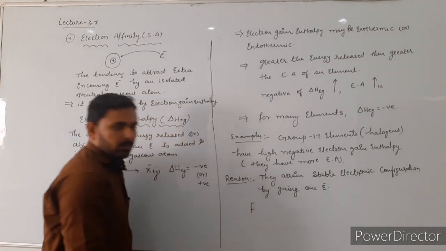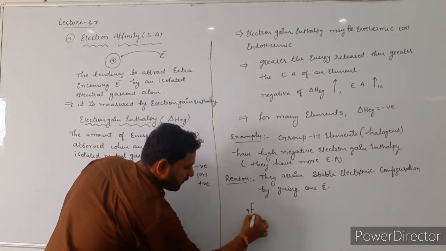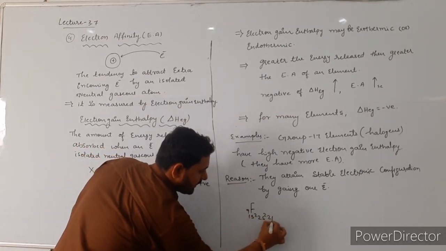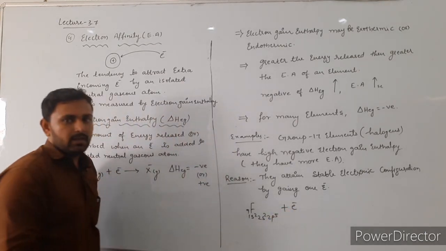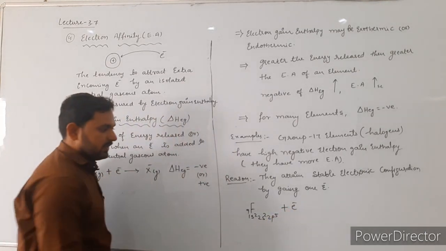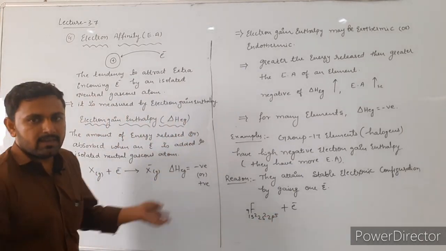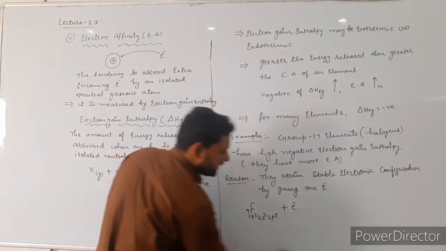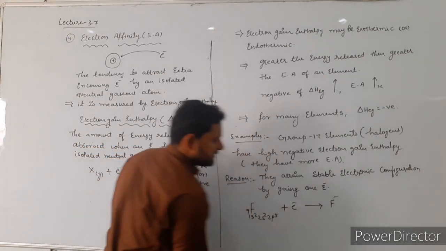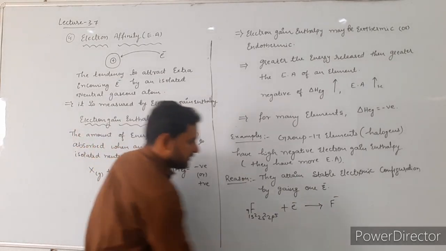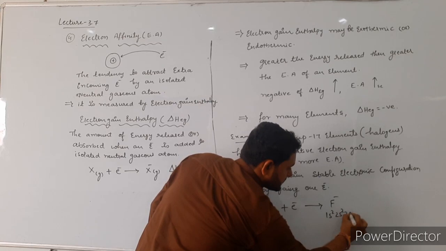Fluorine. What is the atomic number of fluorine? 9. Electronic configuration 1s2, 2s2, 2p5. Just add one electron to the neutral gaseous atom. When an electron is added to a neutral gaseous atom, the neutral gaseous atom becomes a negative gaseous ion. This is the negative gaseous ion. Now the electronic configuration becomes 1s2, 2s2, 2p6.